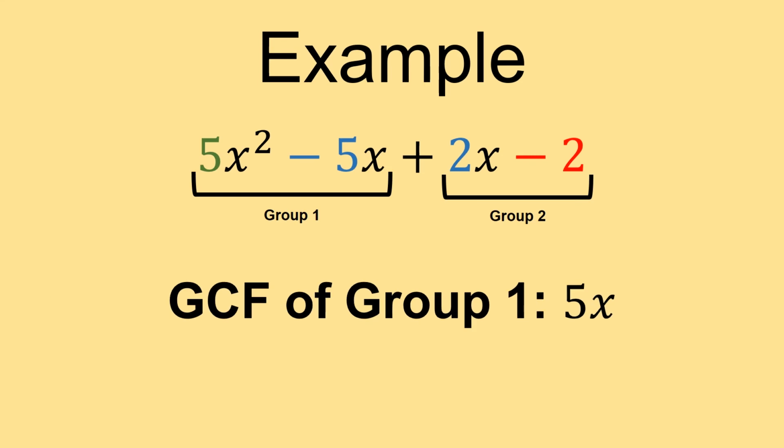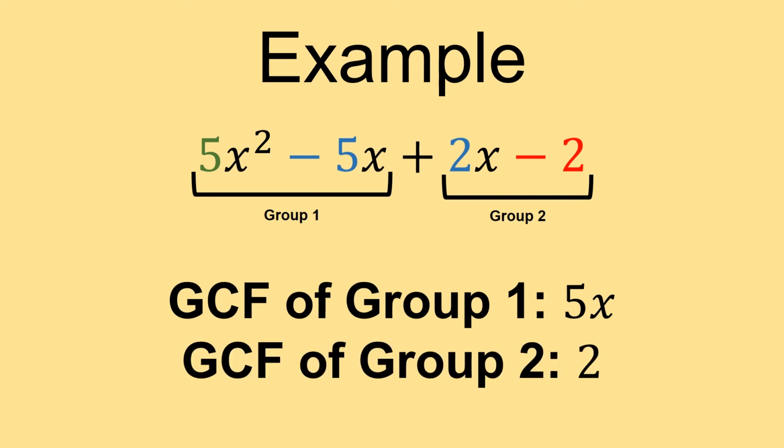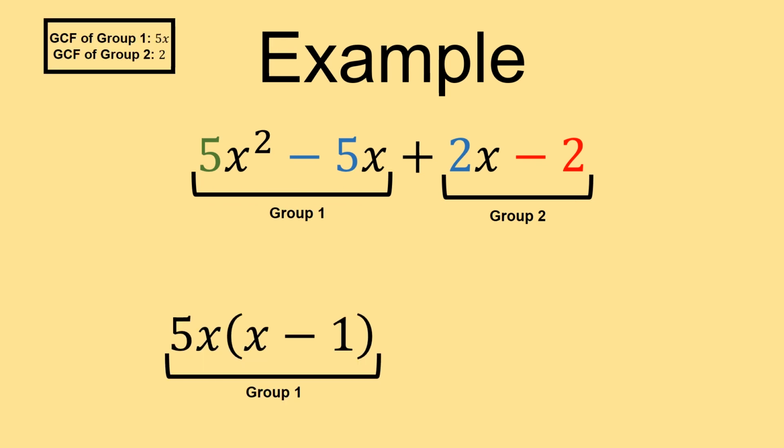For group 2, I can factor out 2. I cannot factor out x because my c term has no x, and so really my greatest common factor is 2. So now we factor the greatest common factor out of each group. Factoring 5x out of group 1, we're going to be left with x minus 1 inside because 5x times x will get me the 5x squared, and 5x times negative 1 will get me negative 5x.